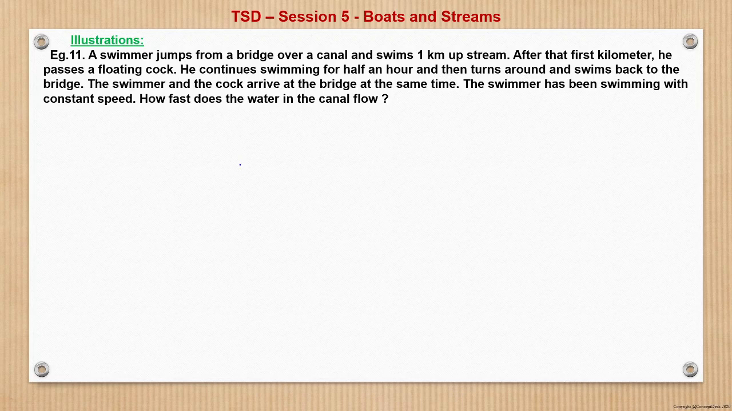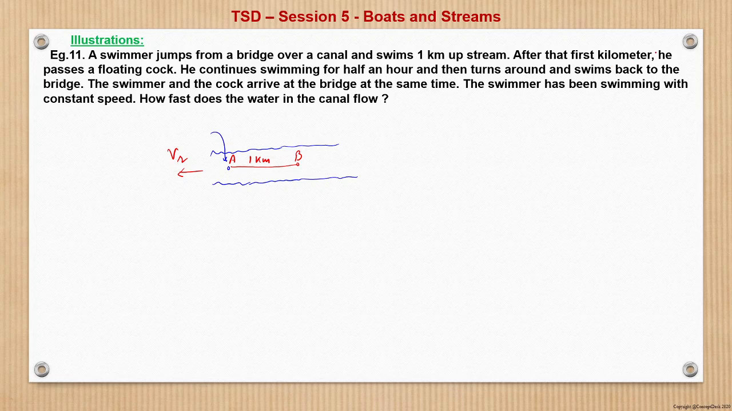A swimmer jumps from a bridge over a canal and swims 1 kilometer upstream. So let us see. Let this be a canal. A swimmer jumps here at this point and then swims 1 kilometer, from here to here, from A to B, which is 1 kilometer, upstream. So it means the river is flowing in this direction.